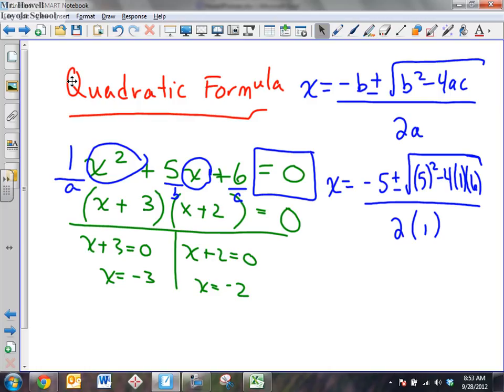Please go ahead and see what you get under the radical. Try and simplify this. So simplify under the radical first, please.